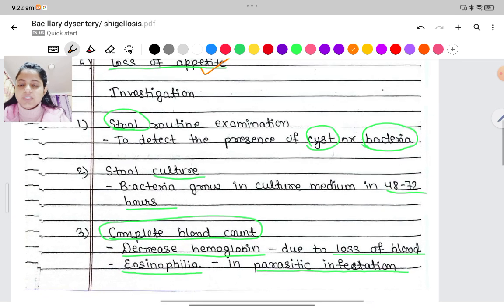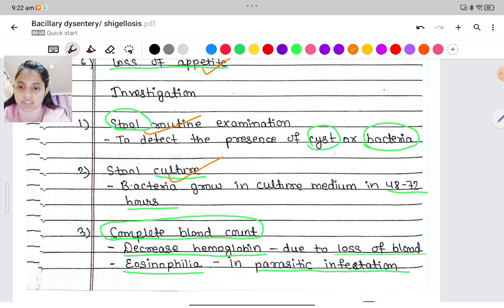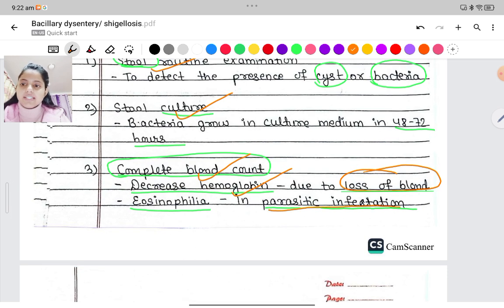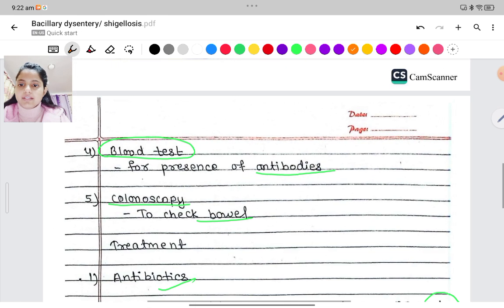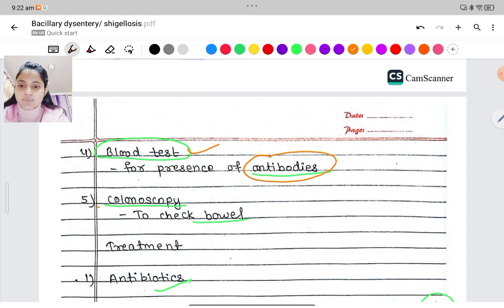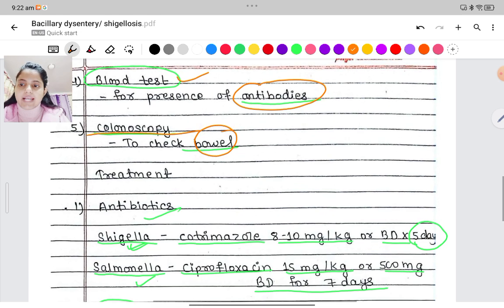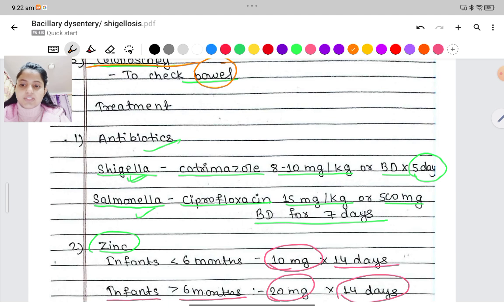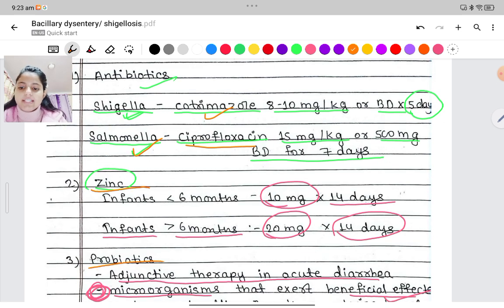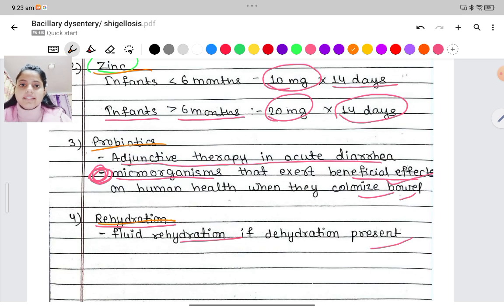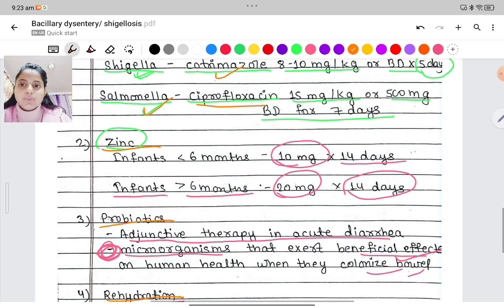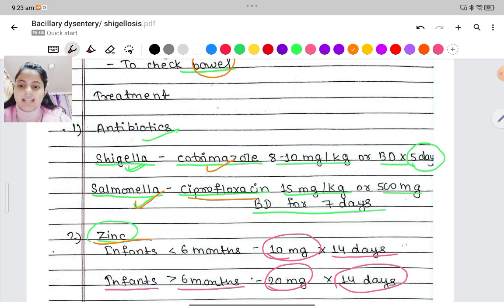On investigation, we do the stool routine examination, stool culture, complete blood count. Due to loss of blood in the stool, we can see a decrease in hemoglobin, and due to parasite infection, we can see eosinophilia. In blood test, we see the antibodies, colonoscopy to check the bowel, and the treatment is to give antibiotics. If it is because of Shigella, then we give cotrimoxazole, and if it is because of Salmonella, then we give ciprofloxacin. We also give zinc, probiotics, and rehydration. This is all about bacillary dysentery, which is also called shigellosis because it is caused by Shigella and Salmonella.